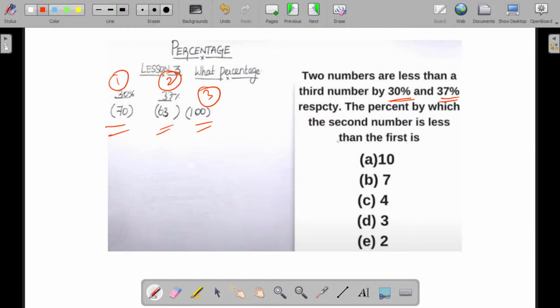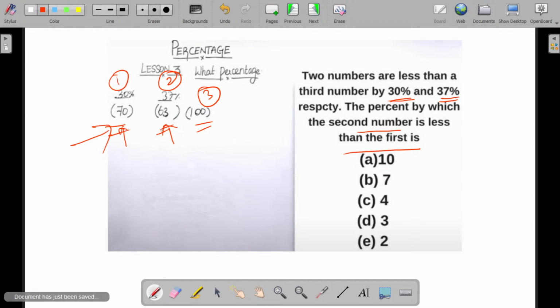The percent by which the second number is less than the first number. Less than the first number, so the first number will come in the denominator. Okay, do it, as Saurabh has mentioned A. Already the values are given here. 30% less than means 70, and for the second number, 37% less means 63.